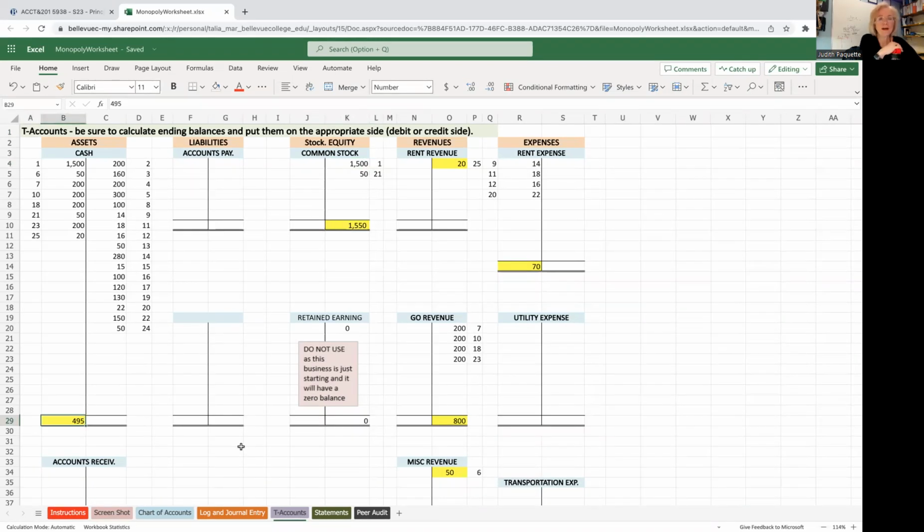So how did you get the 495? I added up the debits and then subtracted the credits. Perfect. That works great. Now, you did a beautiful job, Talia. There is a way to do that as a formula, but if you're not familiar with Excel, this is just fine. So, now go to your statements and show us the trial balance.